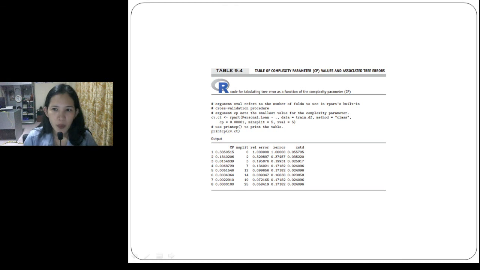Figure 9.12 displays the pruned tree with 15 terminal nodes. This tree was pruned back from the largest tree using the complexity parameter value CP equals 0.003436426, which yielded the lowest cross-validation error in Table 9.4.